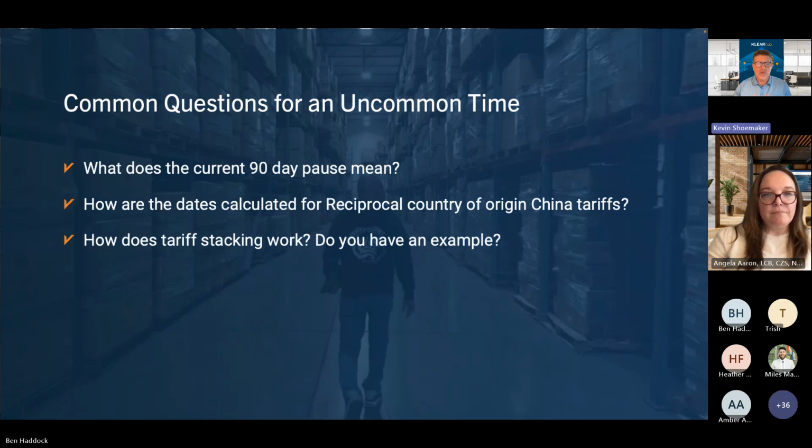Okay, which is actually a great segue into the next question that was asked along the same line. So this question is, what if the goods shipped when the reciprocal tariffs were higher and then reduced at a later date? Can the reduced later tariff be applied? That one gets a little tricky because CBP is really looking at what are the rules in place on the day that the goods are released.